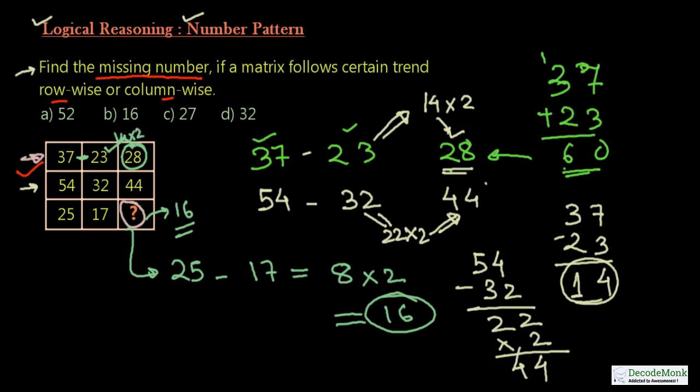14 into 2 is 28. 54 minus 32 is 22. Multiplied by 2 is 44. Similarly, 25 minus 17 is 8 and 8 multiplied by 2 is 16. So we have arrived at the solution. So option B is the right answer to this question.